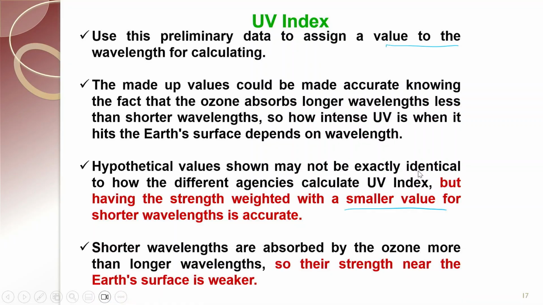Now, the shorter wavelengths are absorbed by ozone more than the longer wavelengths. So, their strength near the earth surface is weaker. That is why the strength, that means the quantity which is coming to the earth surface, is weaker. So, that is why they are weighted at a lower value.